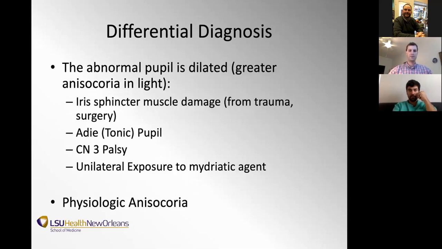And vice versa, when the abnormal pupil is the one that's dilated, the greater anisocoria will be in the light. So the greater anisocoria will be in the light if the abnormal pupil is dilated. The differential diagnosis for this would include iris sphincter muscle damage, typically from trauma or even surgery. It would include Adie's pupil, cranial nerve 3 palsy, or potentially a pharmacologic mydriasis. And then I put physiologic anisocoria in here as well.